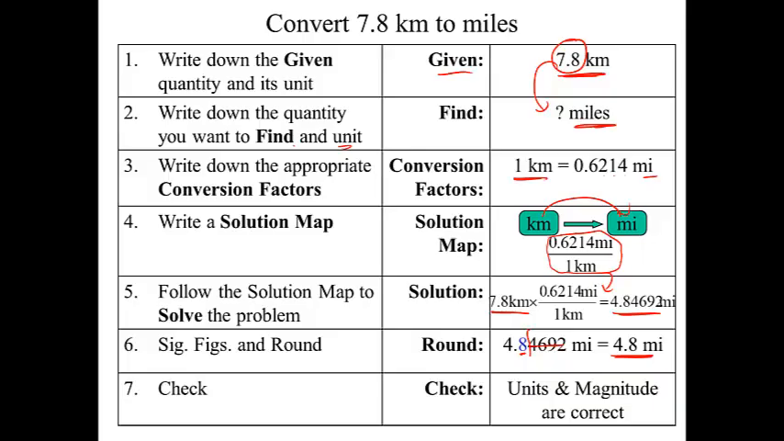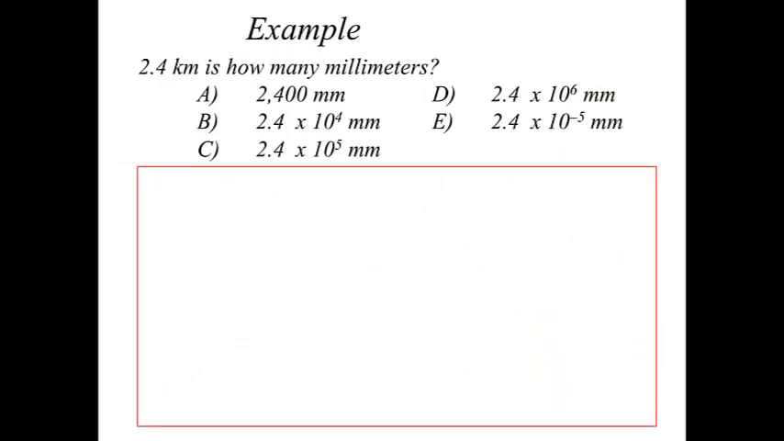Now check this answer. Does it make sense? Miles are larger, kilometers are smaller. So that means if you have larger kilometers, you should end up with smaller miles in terms of magnitude. Therefore 4.8 miles makes sense. Also look at its definition, the conversion factor. It also makes sense. Okay, so this is how you apply the solution. Let's do some examples, at least one or two, and then we'll stop on this segment.